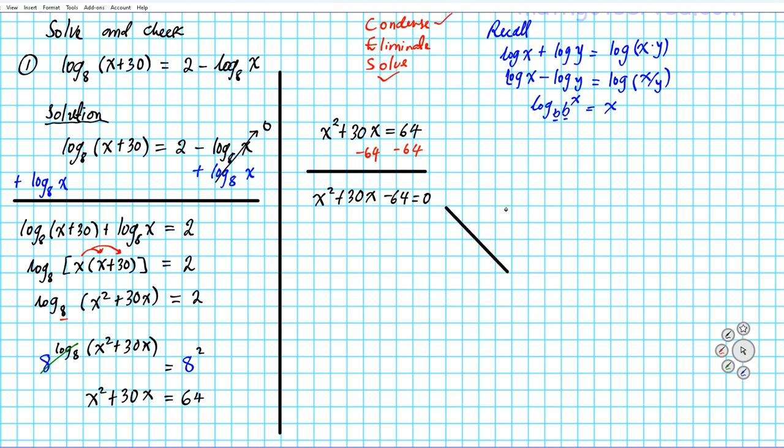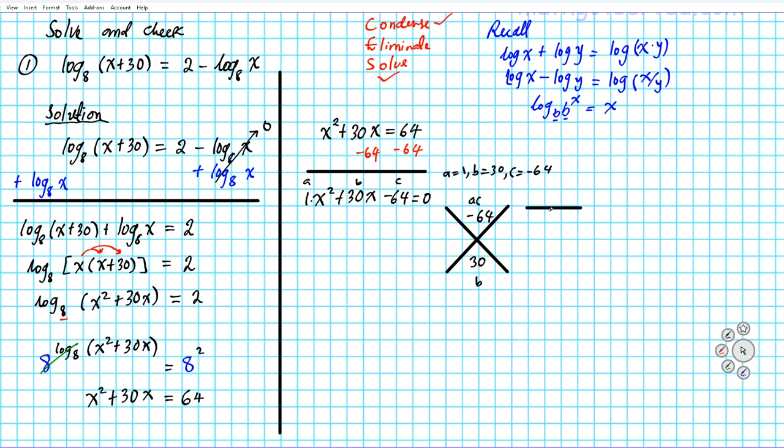Make ourselves a nice little X game situation here. AC goes on top, B goes on the bottom. So that's A, B, C. Remember to put it in standard form first before you look for A, B, C, okay? So A is 1, B is 30, and C is negative 64. So AC is negative 64, B is 30. So what two numbers multiply to give you 64 and add to give you 30?